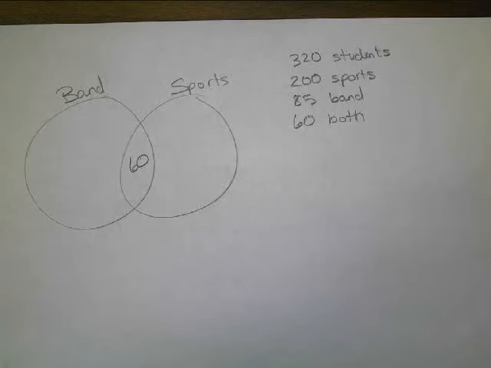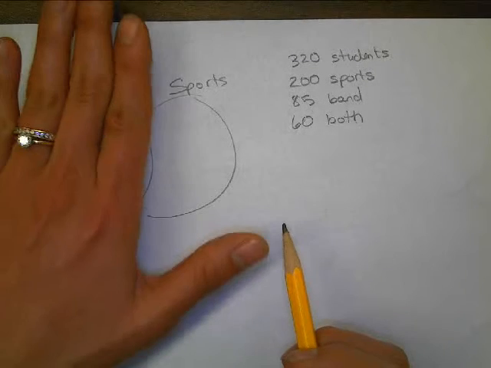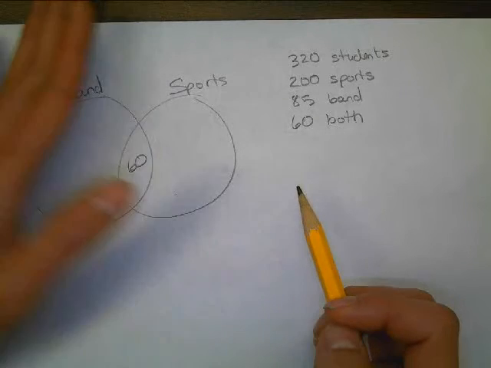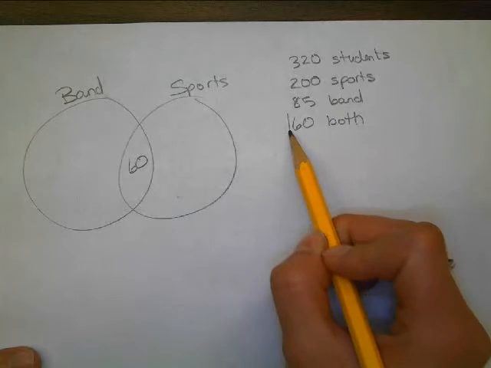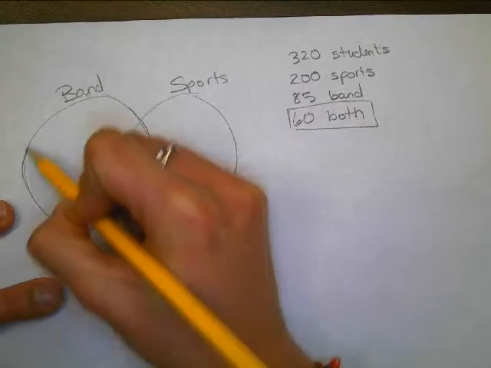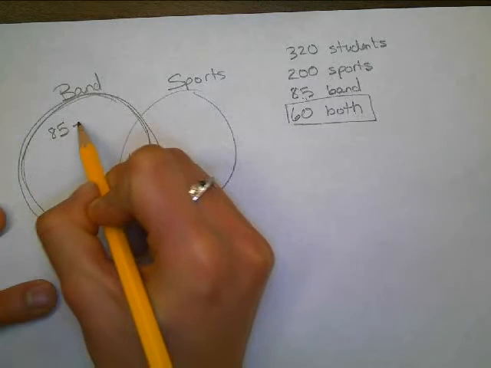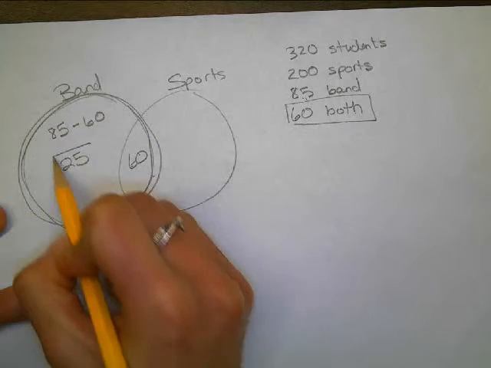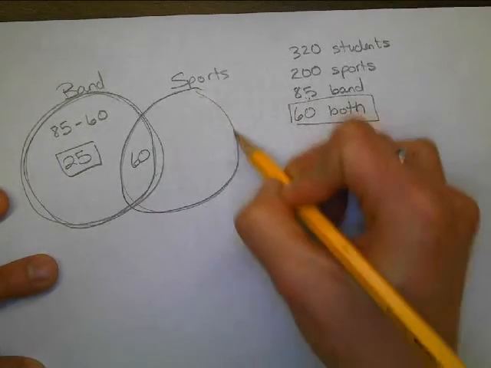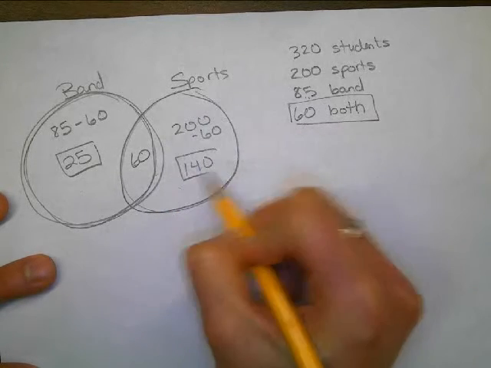So what I'm going to do to figure out how many students play the sports is subtract all the people who are in band again. So if I take away these people who are in band, actually we don't have to do that because we know how many people are in both already. So if we have 60 people that are included in band out of the 85, all I'm going to do is take 85 minus 60, and that gives me 25. And then for sports, again, we've got 60 who do both, so I'm going to take 200 minus 60, which gives me 140 students.